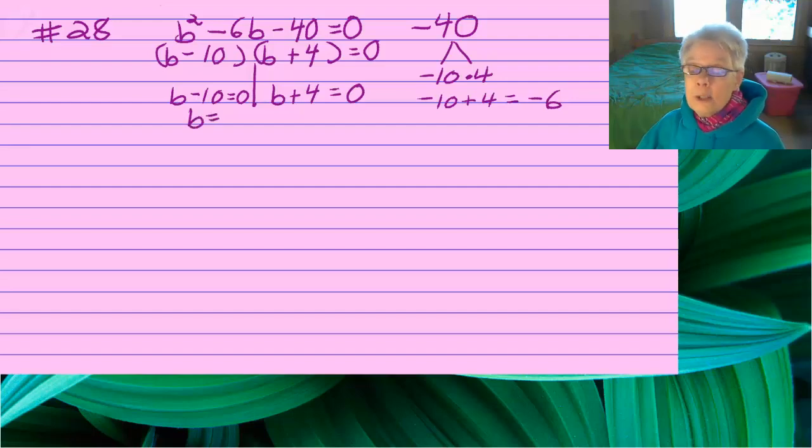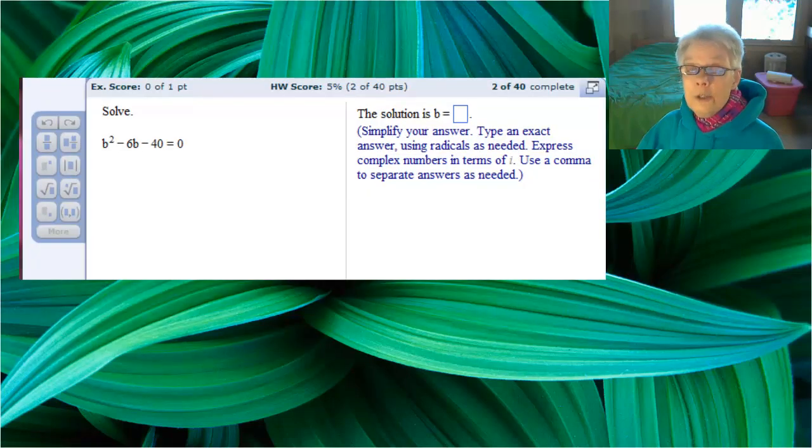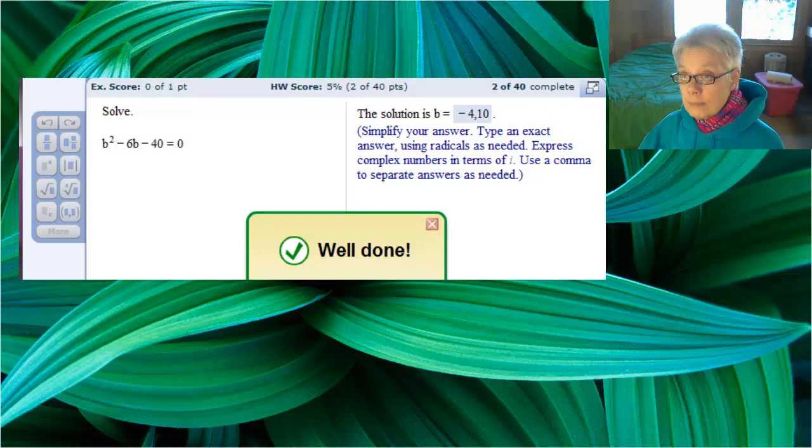Solve each little equation, and you'll get b equals 10 and b equals negative 4. Those are our solutions for this problem. Let's put them in the answer box. Remember to put a comma between them. Yay, we did it. Let's move on.